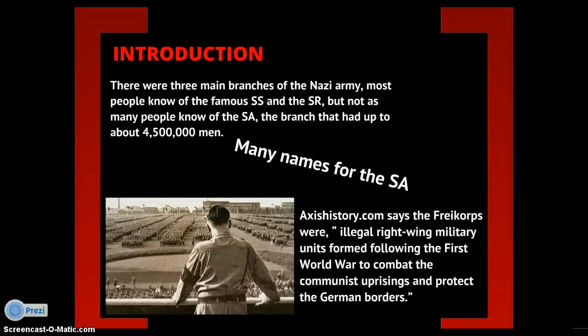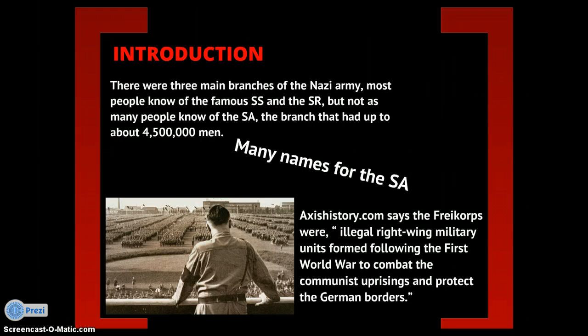There are three main branches of the Nazi army. Most people know of the famous SS and the SR, but not as many people know of the SA, the branch that had up to 4,500,000 men. There are many names for the SA, including the Browncoats and the Stormtroopers. Many were also members of the Free Corps.